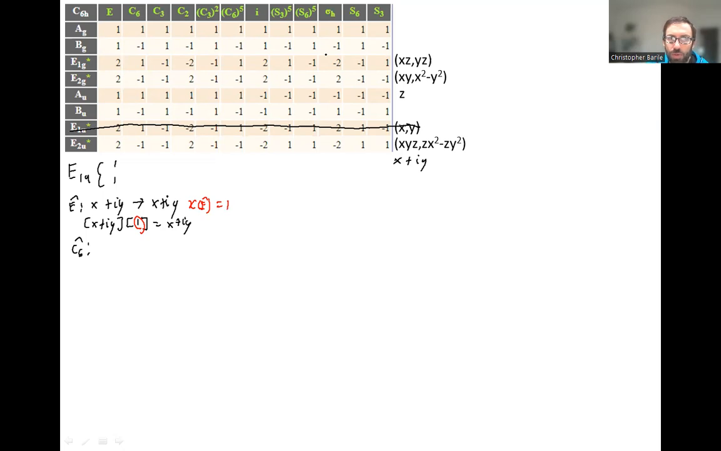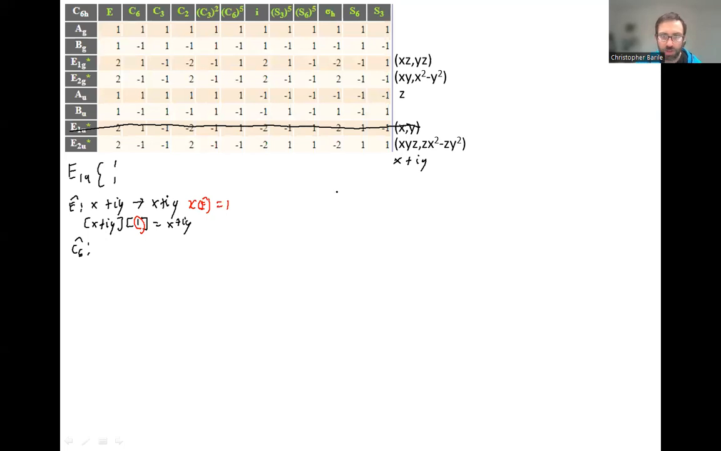So with a C6, we have to recall our 2x2 rotation formula, which takes the matrix x and y and rotates it by 60 degrees. So it's cosine 2 pi over 6, negative sine 2 pi over 6, sine 2 pi over 6, cosine 2 pi over 6.